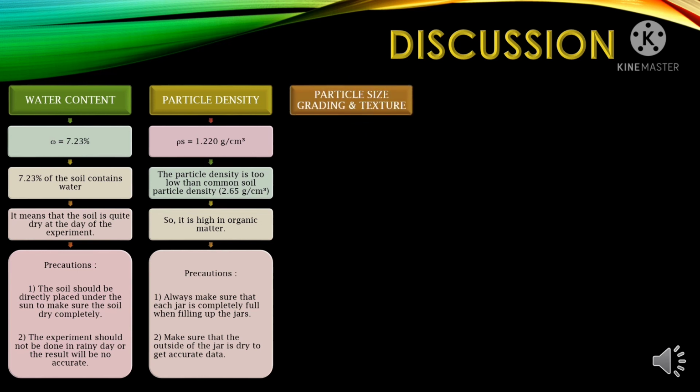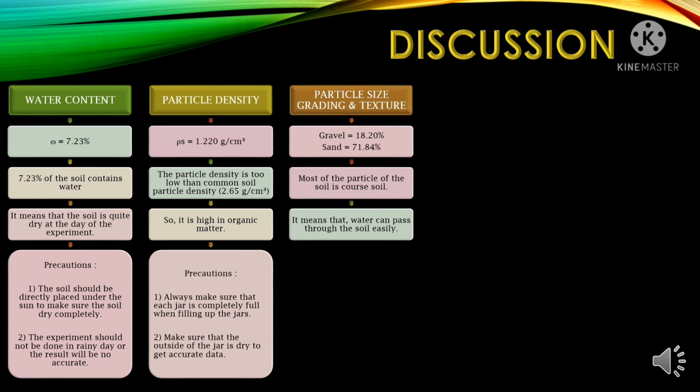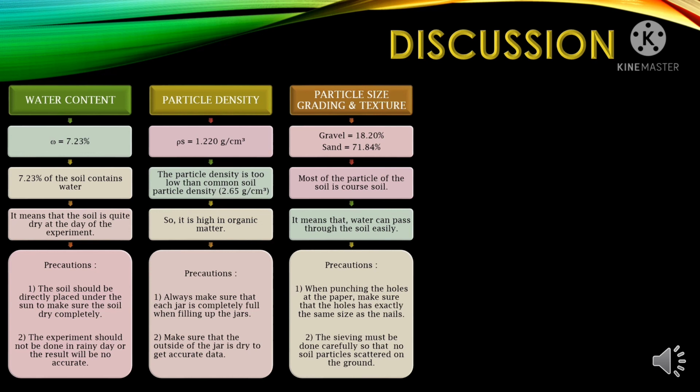The third one is particle size grading and texture. I get gravel is 18.20% and then sand 71.84%. Most of the particles of the soil are coarse. It means that water can pass through the soil easily. As a precaution, when punching the holes in the paper, make sure that the holes are exactly the same size as the nail. The second one is the sieving must be done carefully so that no soil particles are scattered on the ground.